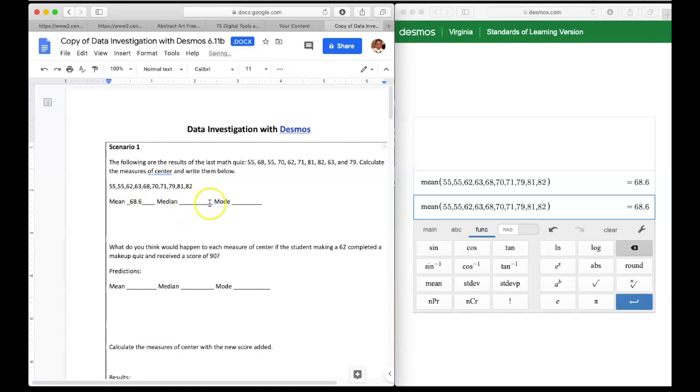68.6. And then my median is the number that's in the middle once it's in order. So this is already in numerical order. So I'm just going to try to figure out which one is which. So I'm going to say, okay, here we go. I'm just going to make it a little bold.